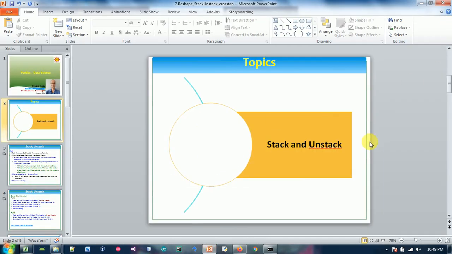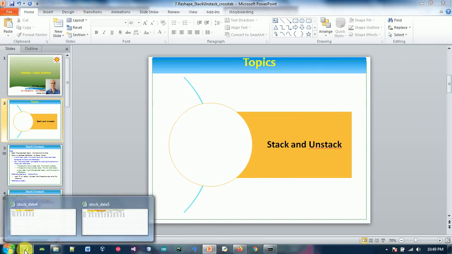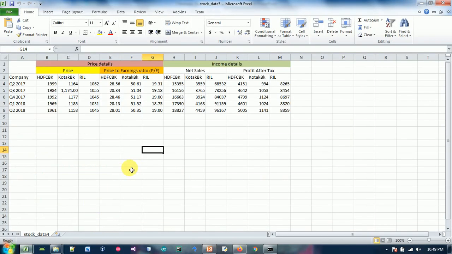Here we are going to understand the stack and unstack concept. So let me show you another data set which we are going to use in this presentation. Here we have the data, say for example, quarterly data of 2017 and then quarterly data of 2018. Again, these are the price details and these are the income details. This is the price information, that is share price, this is the P by E which I have told you earlier, and this is the sales information.